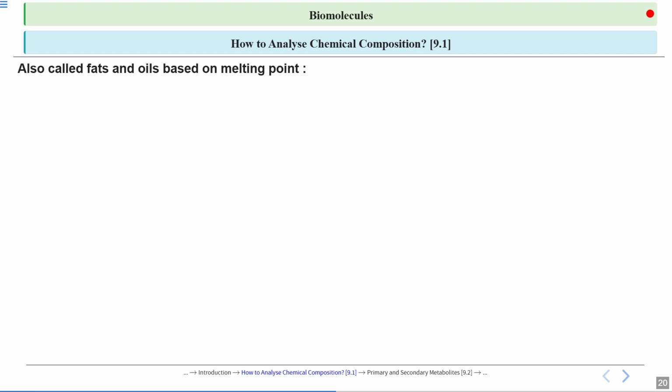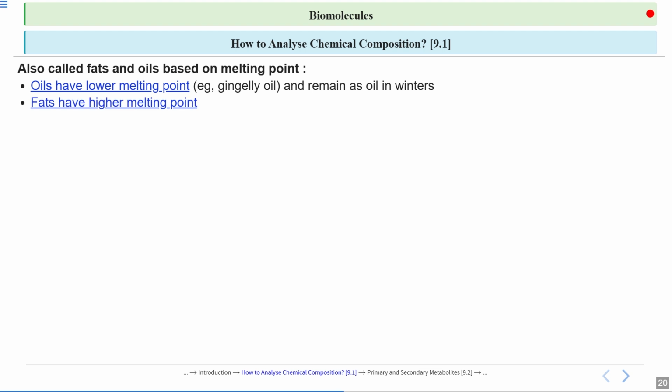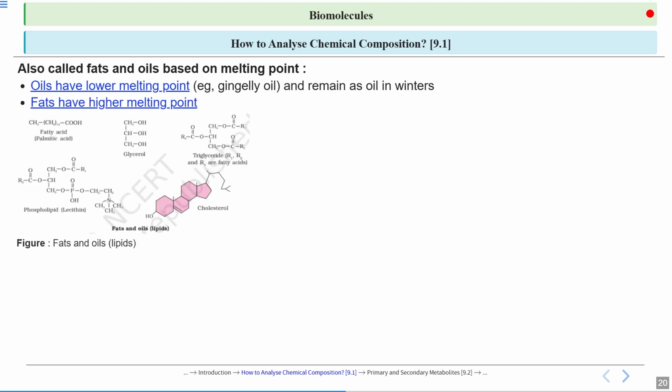Okay, these lipids are also called fats and oils based on their melting point. Now, what is the difference between fats and oils? Oils have a lower melting point. For example, gingerly oil remains as oil in the winters. Fats have a higher melting point. This is an image showing you fats and oils, which are both lipids.